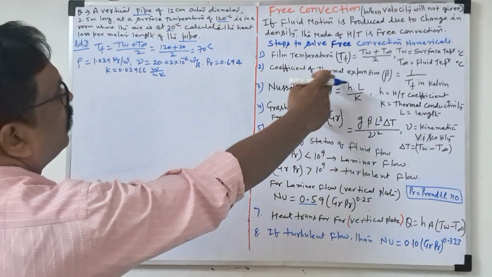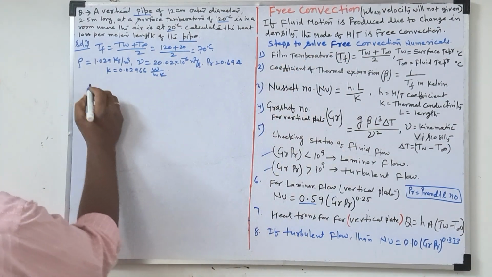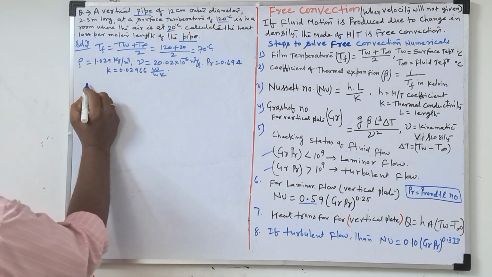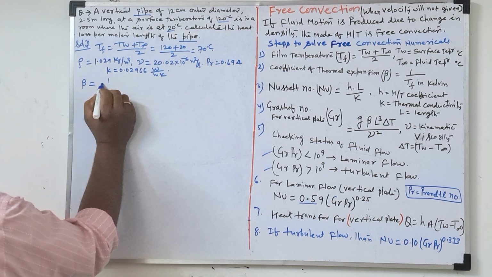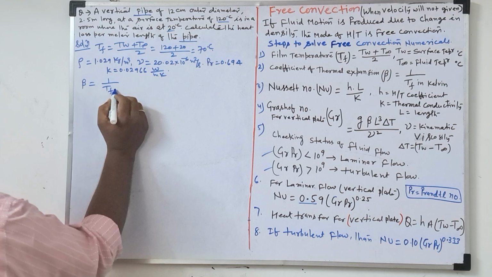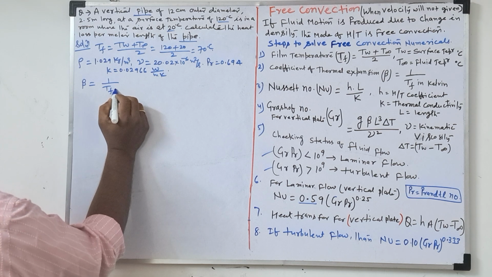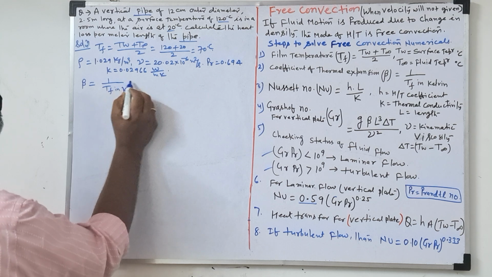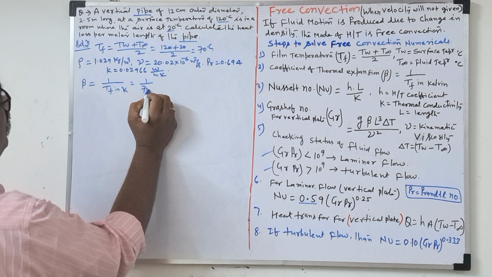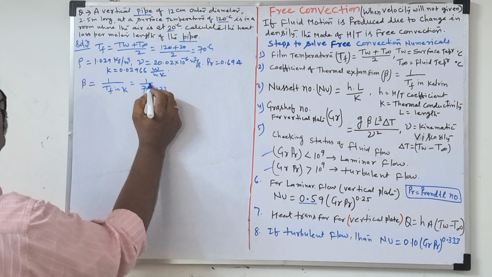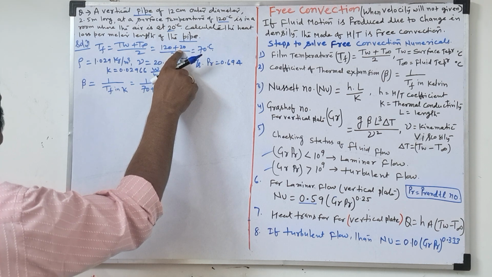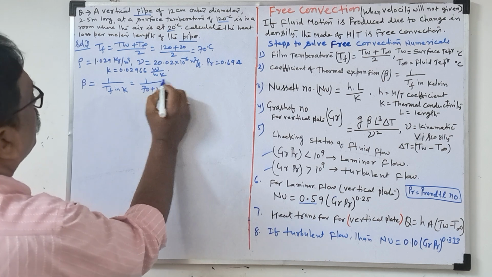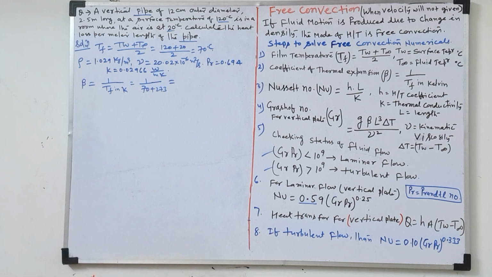Then we go to the coefficient of thermal expansion, beta, because this is a free convection problem. Beta is nothing but 1 by film temperature, and that should be in Kelvin. So 1 by (70 plus 273). How much is coming? 2.91 into 10 power minus 3.